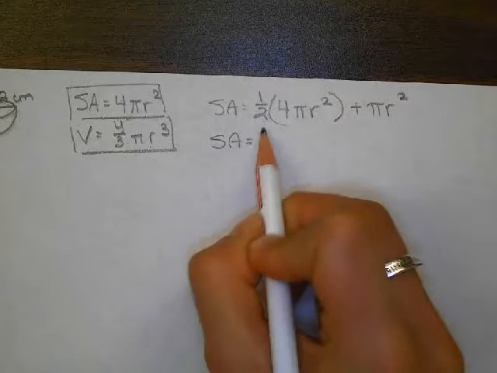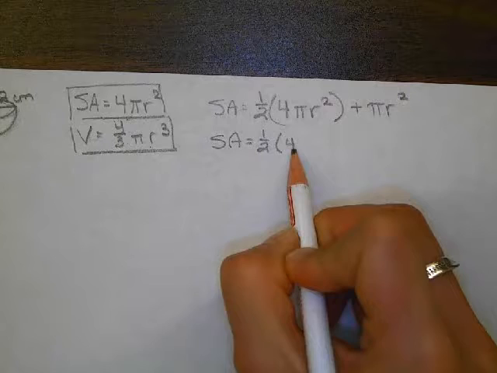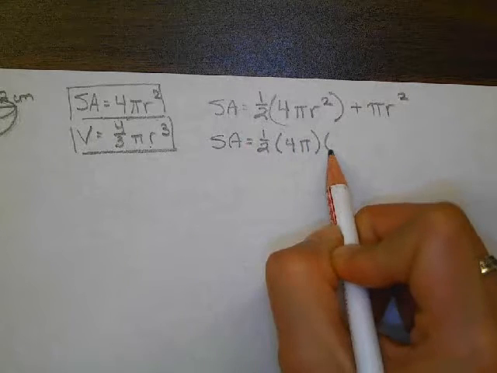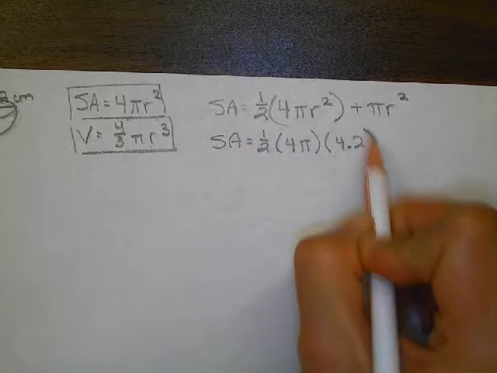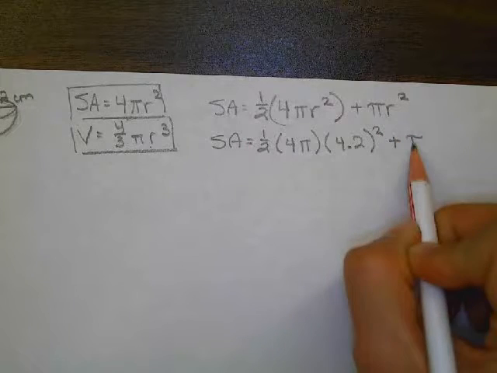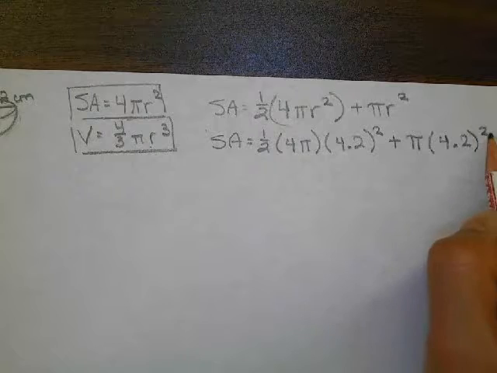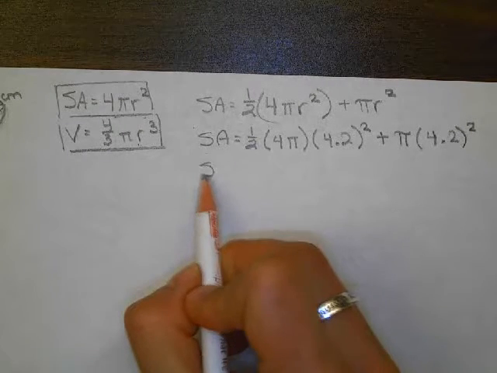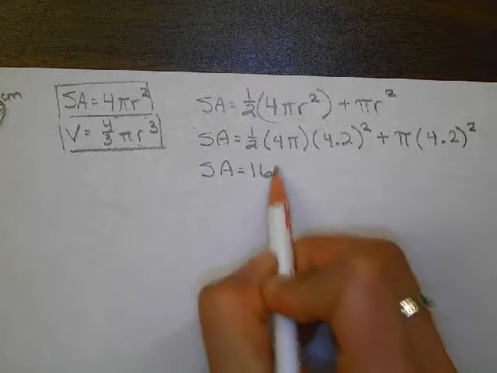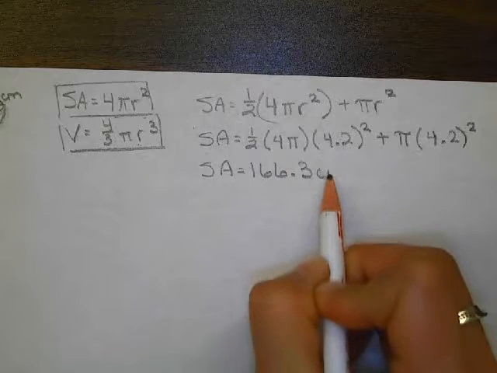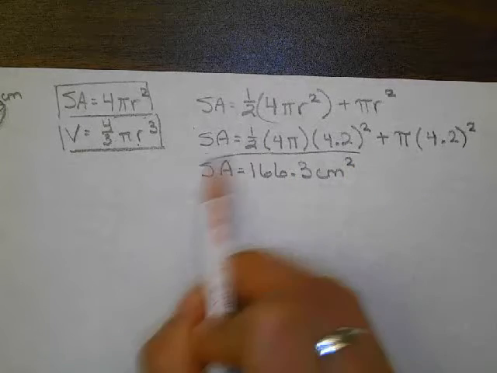Now I can just plug in my radius, so I have 1/2 times 4 pi times my radius, which is 4.2 squared, plus pi times the radius, which is 4.2 squared again. So my surface area ends up being 166.3 centimeters squared.